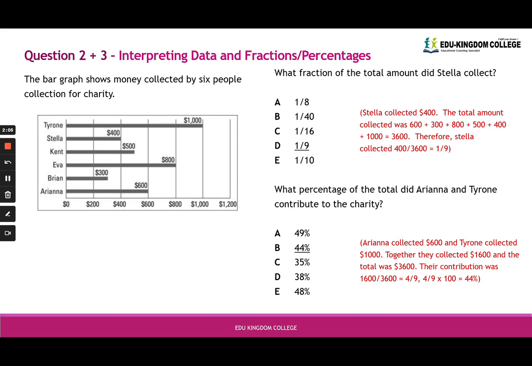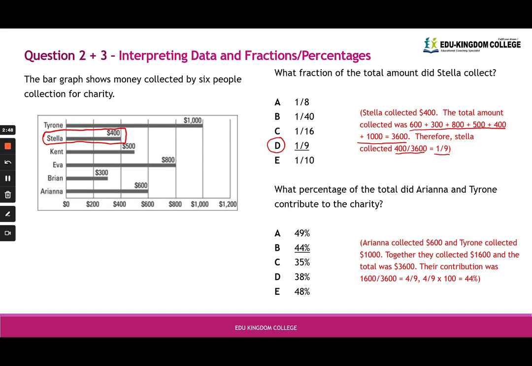What we need to do is find out the total amount. Luckily they've already labeled all the numbers. So we have $1,000, $400, $500, $800, $300, and $600. We do the addition: 600 plus 300 plus 800 plus 500 plus 400 plus 1,000, and that will give us 3,600. Then we realize that Stella has actually collected $400. So we do 400 divided by 3,600, which gives us 1/9. And so the final answer is 1/9, because that's the fraction of the total amount that Stella collected.